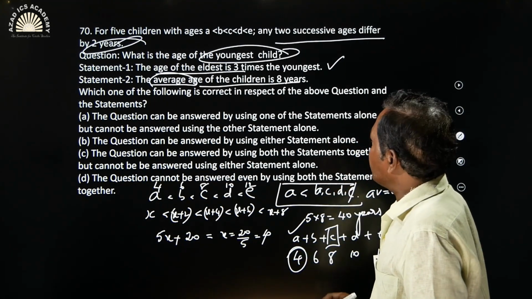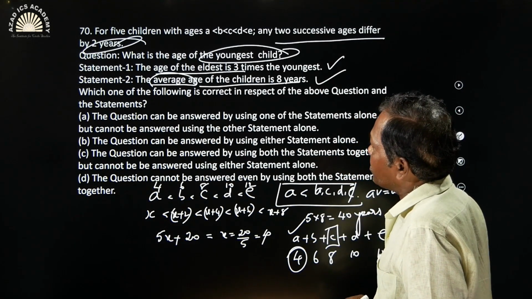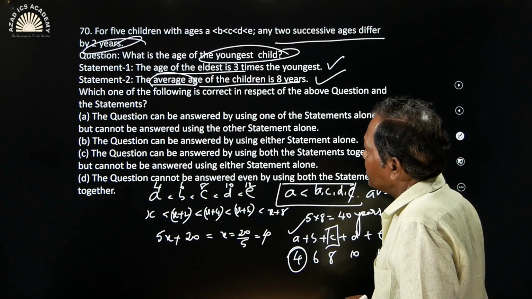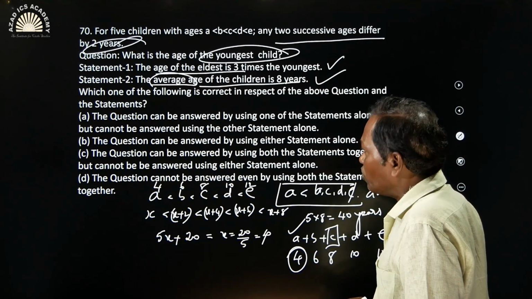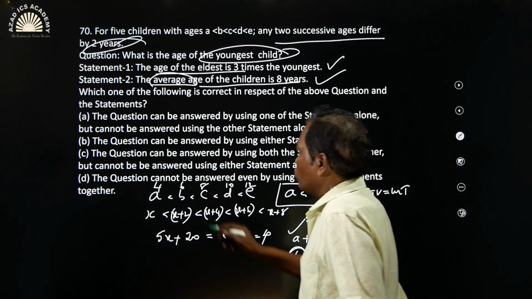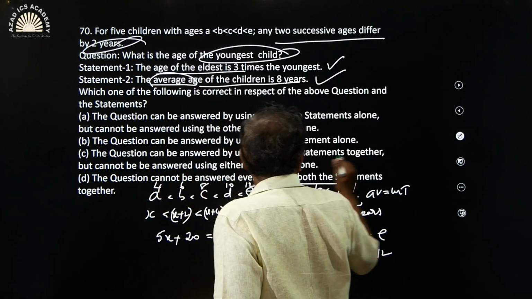And even statement 2 will qualify as per the rule. I think both statements are sufficient individually. Statement 1 alone is sufficient, or statement 2 alone is sufficient. The question can be answered by using both the statements together. No, it's not correct. This is not.